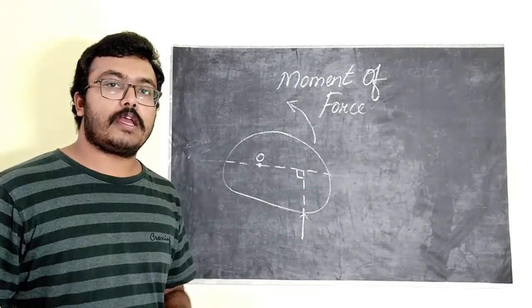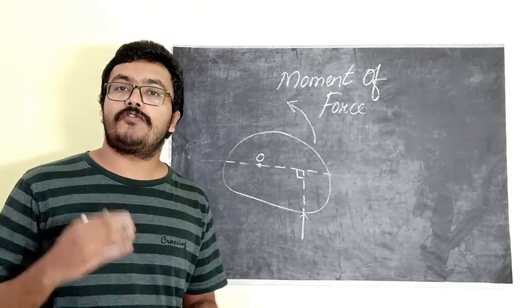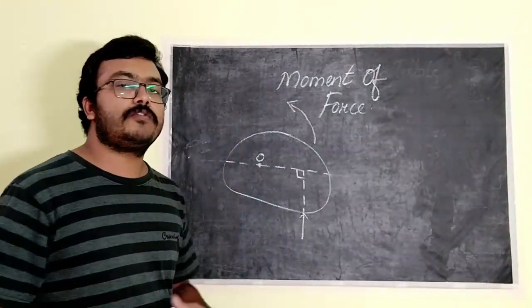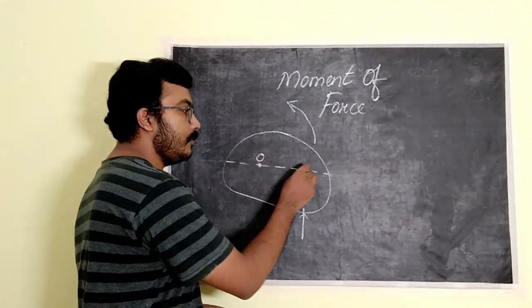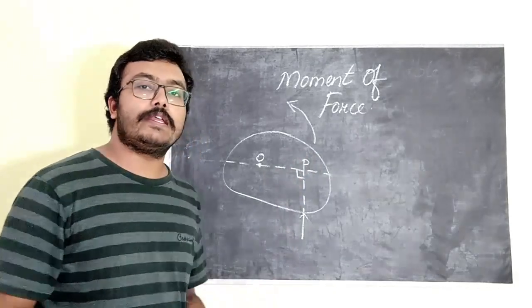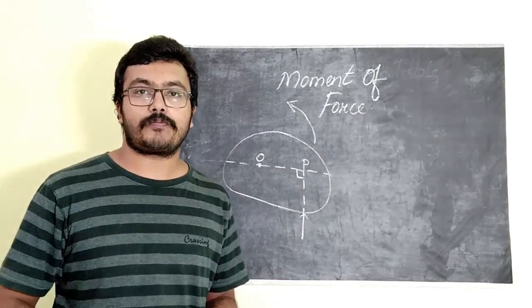If you give the force at an angle of 0 or at an angle of 180 degrees, the force acting on the body will never give you any moment of force. So the distance from O to this point, I call it P, is the perpendicular distance at which the force is acting on the body.